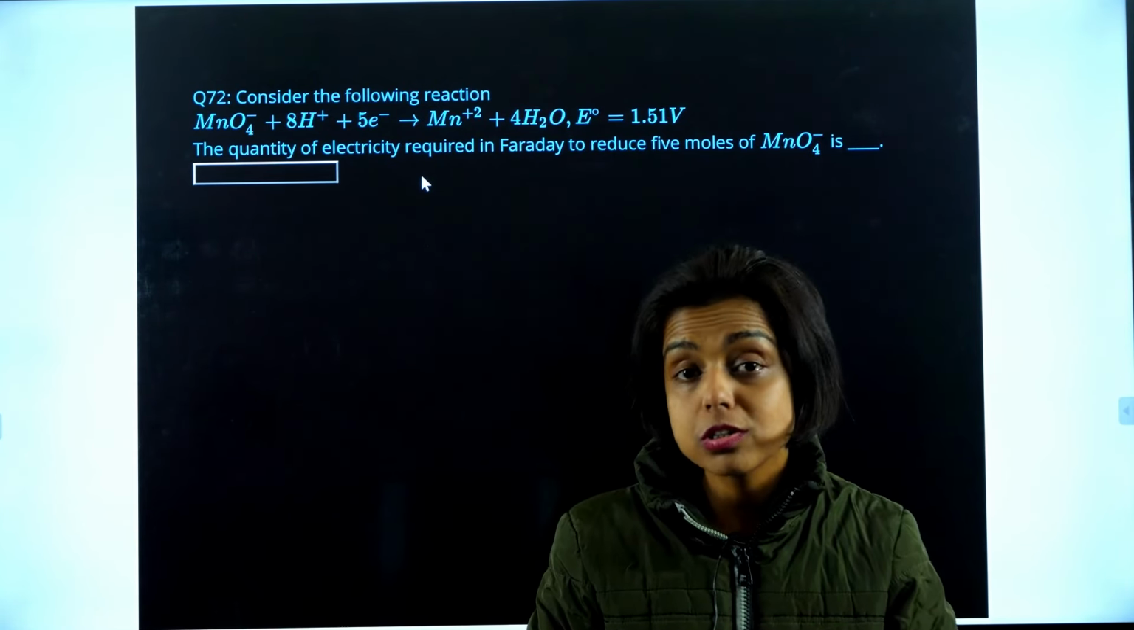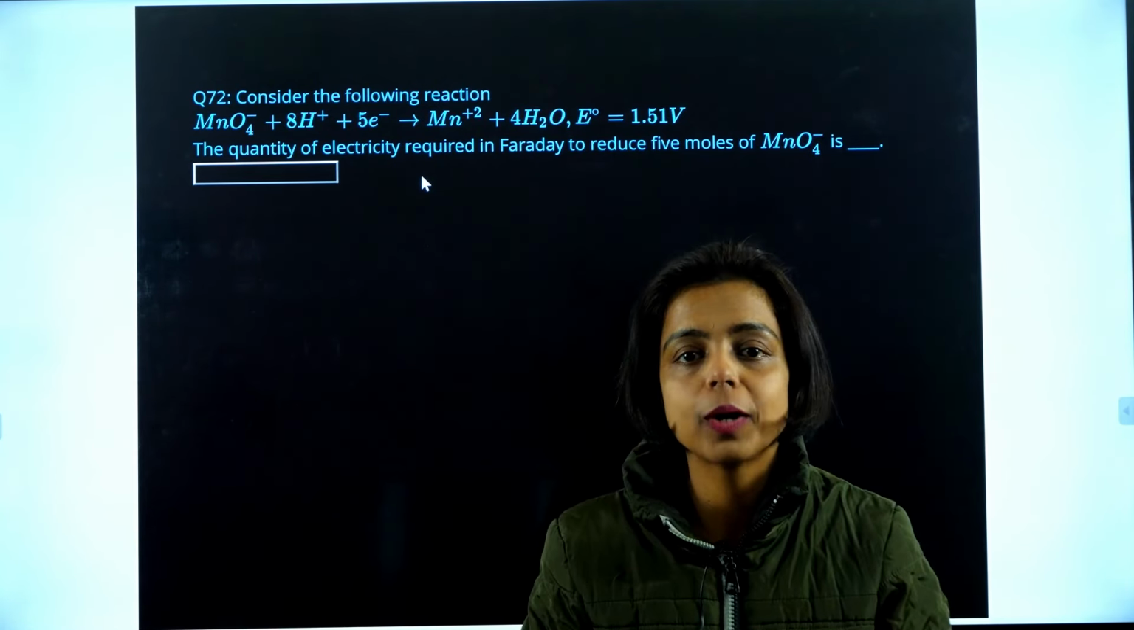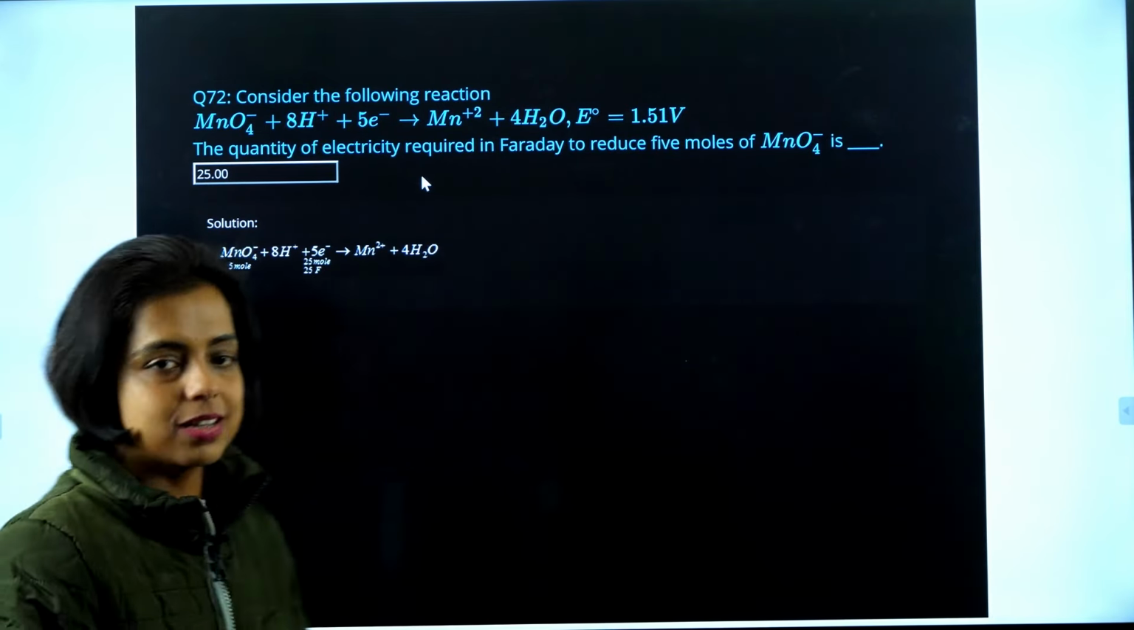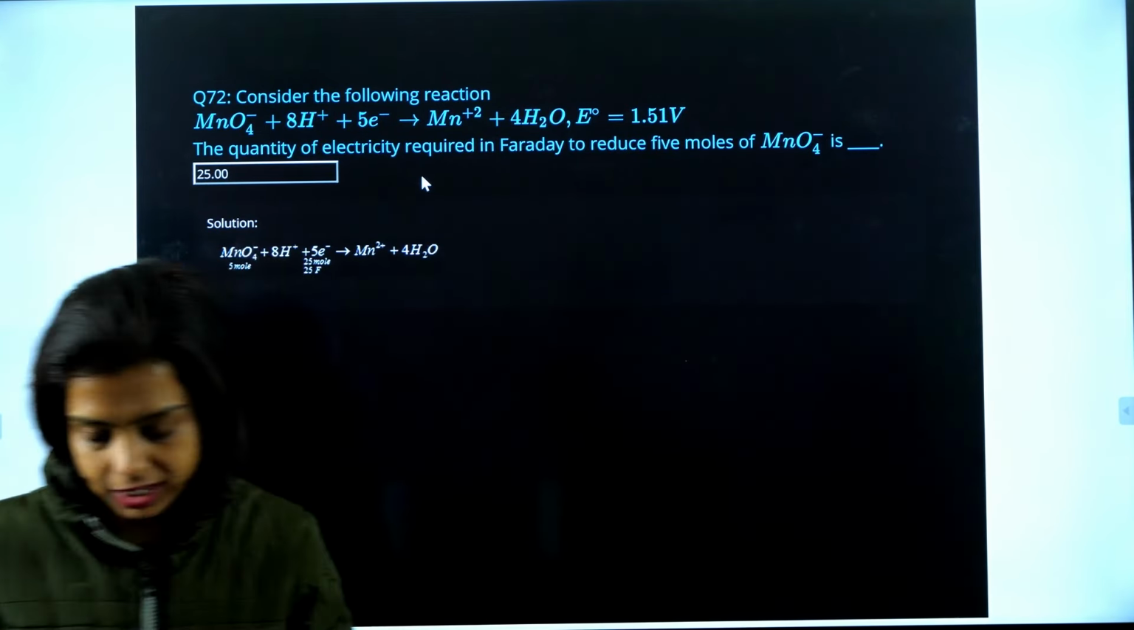And 25 moles of electrons. The charge on 1 mole of electrons is 1 Faraday. 1 Faraday is the charge on 1 mole of electrons. So we got our answer. 25 moles of electrons means we need 25 Faradays of charge. So the answer is 25. Very easy. Without picking up a pen, you can quickly solve it.